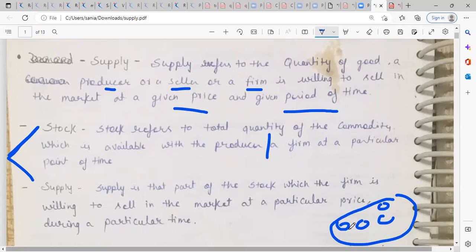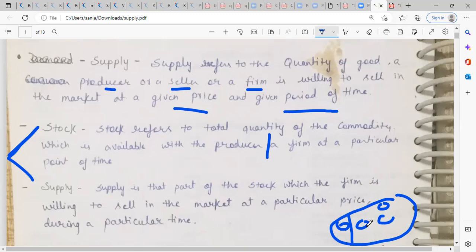But ma'am, when does the stock become supply? Supply is when you want to sell this. Right now, you produced it and kept it with you, so that means you have the stock, right? But the moment you decide to sell it in the market, it becomes supply. Getting the point?